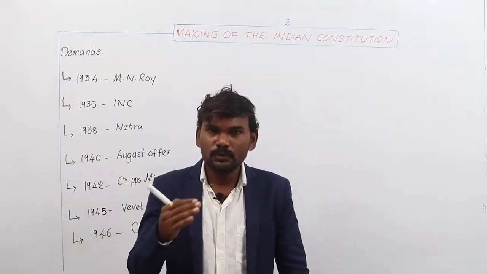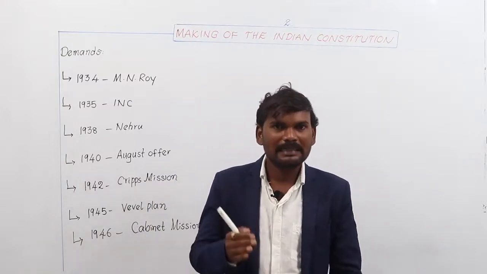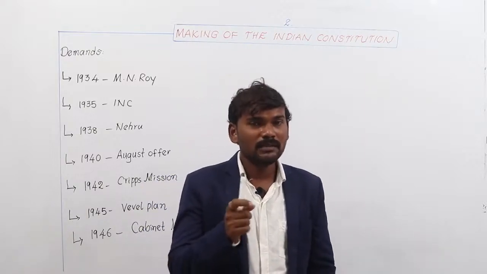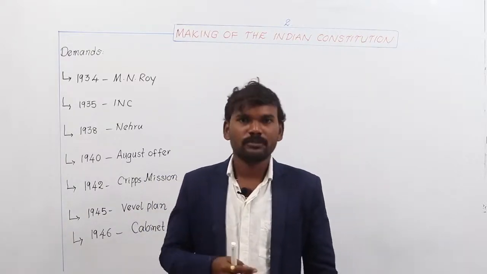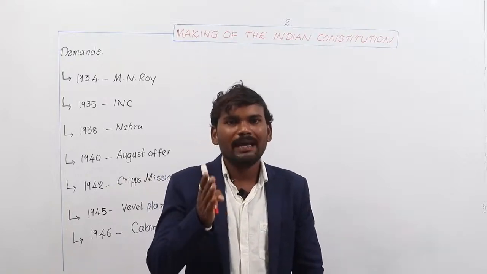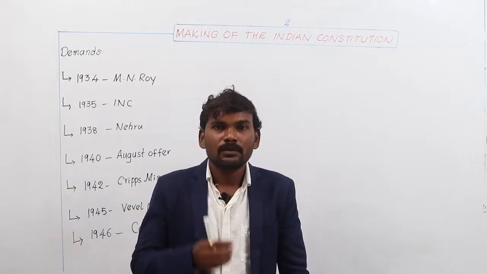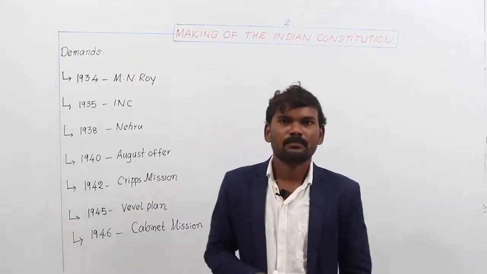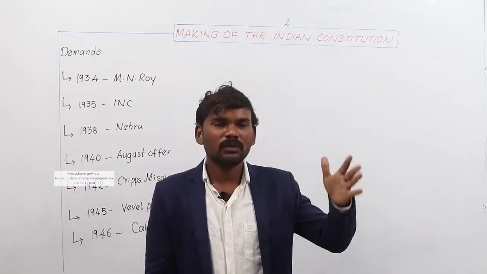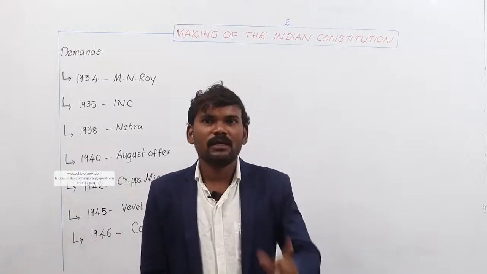Inspired by these two historical incidents, our Indian leaders demanded that the British government set up a constituent assembly to make our own constitution. What is a constituent assembly? It is nothing but a group of intellectual members, elected directly or indirectly, to make a draft constitution.